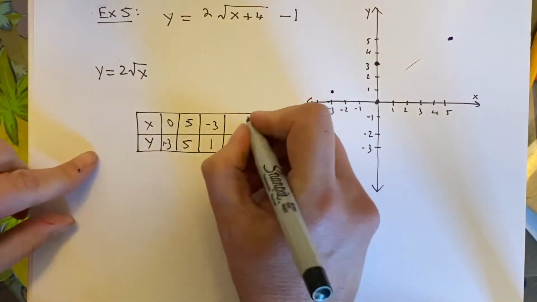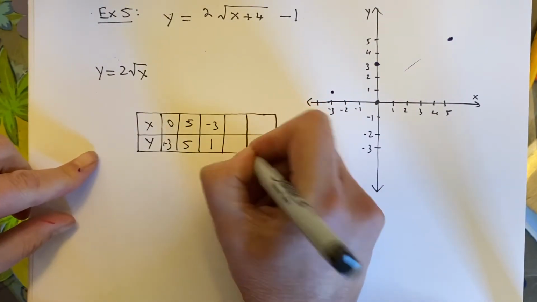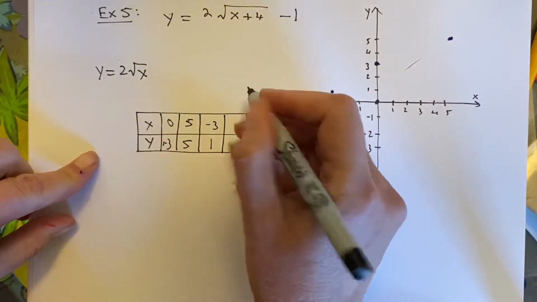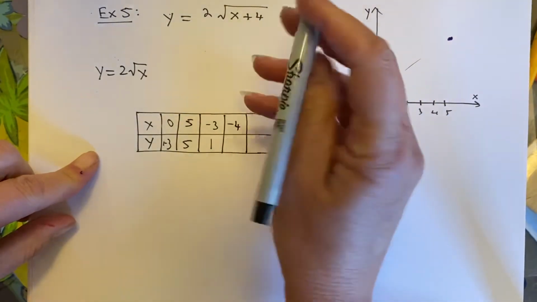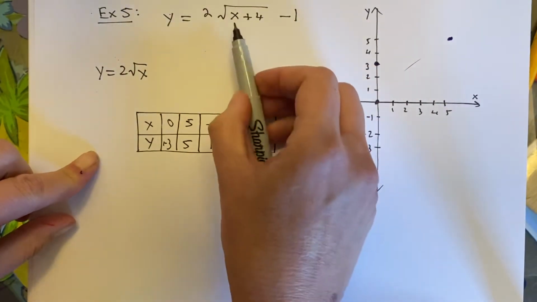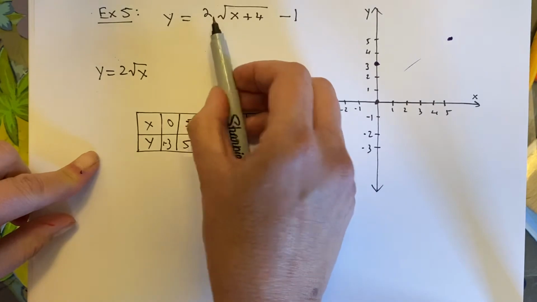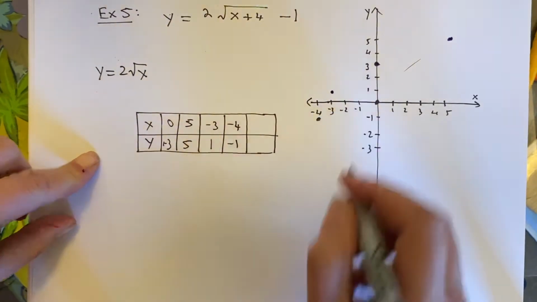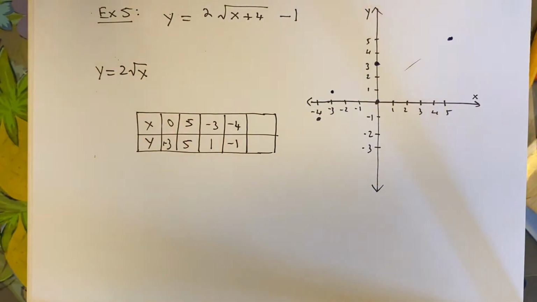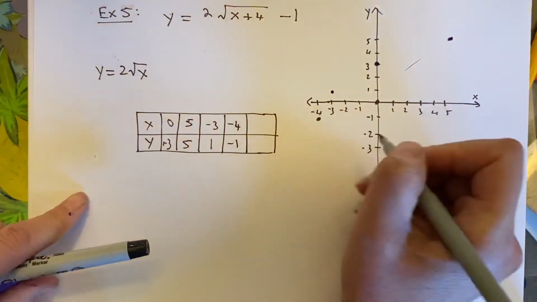The last number I'm going to put in, or next to last, we shall see, is -4. And that is tremendously useful because I get 0 inside the radicand. 2 times 0 is 0, minus 1. So as I predicted, that was my point, -4, -1.